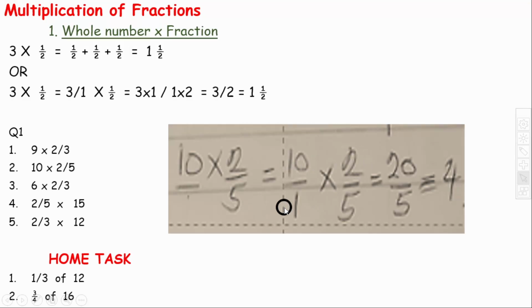Multiply the numerators, multiply the denominators. So 10 times 2 is 20, 5 times 1 is 5.